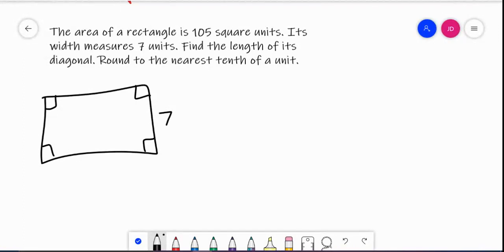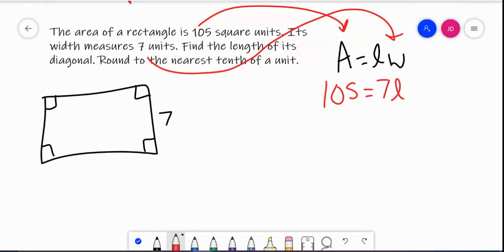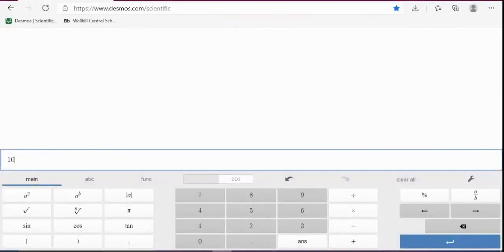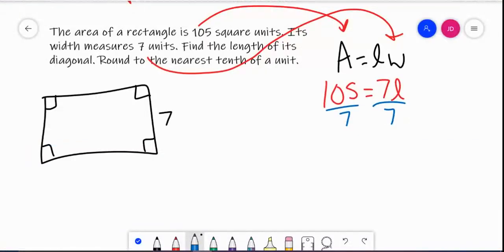Okay. Remember, area of a rectangle formula is length times width. So if I already know the width, right, and I know the area, I have to just do a little simple math. We know the area is 105. We know the width is 7. So 105 is going to equal 7L. Now I got to find the length. So I divide both sides by 7. And 105 divided by 7 is 15. All right. So that means this is 15.